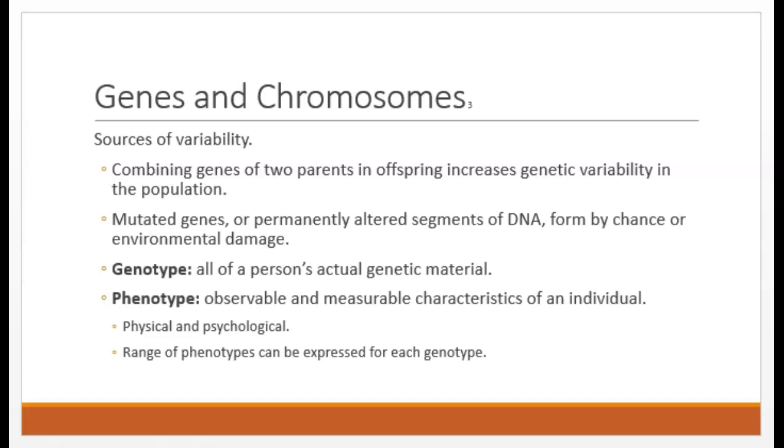There's also a range of phenotypes that can be expressed for each genotype. For example, you might have inherited genes that give you the potential to become very tall, but your level of nutrition will influence where within that potential height range you fall. Malnutrition stunts your growth.